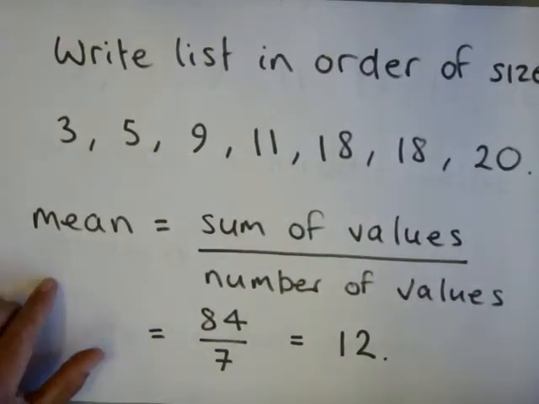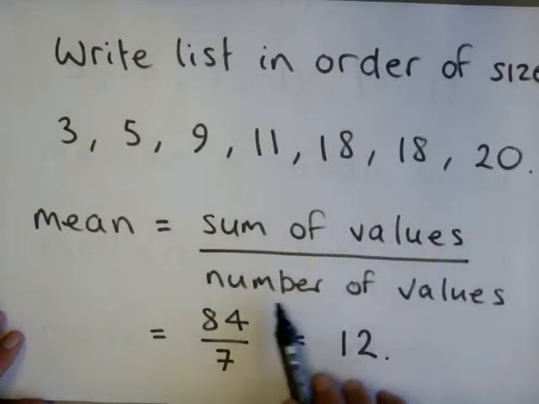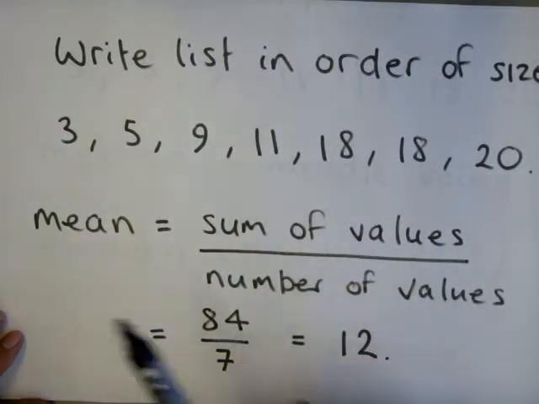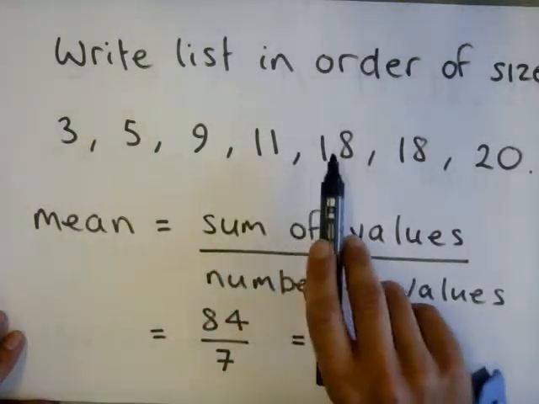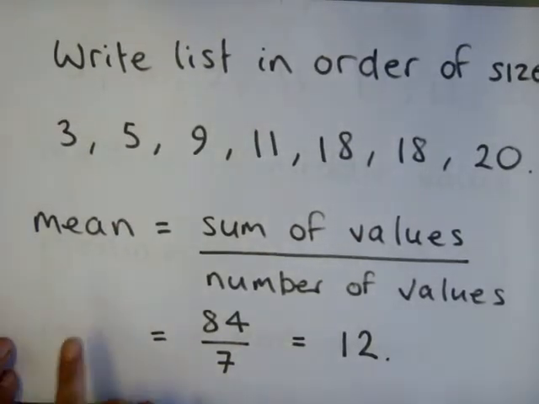So to find the mean, we take the sum of the values, so we add them all up, divided by the number of values that we have. If I add 3, 5, 9, 11, 18, 18 and 20, I get 84. And the number of values in my list is 1, 2, 3, 4, 5, 6, 7. 84 divided by 7, as you all know, is 12. So the mean is 12.